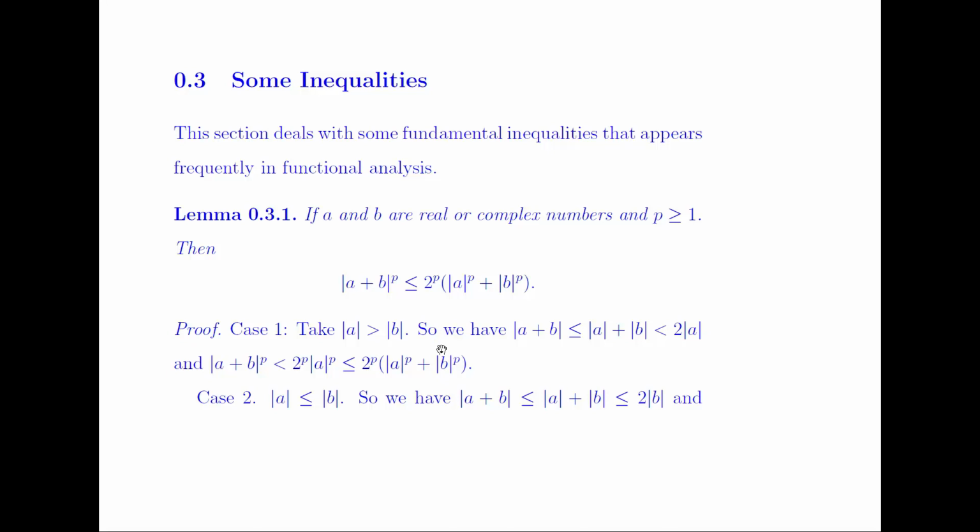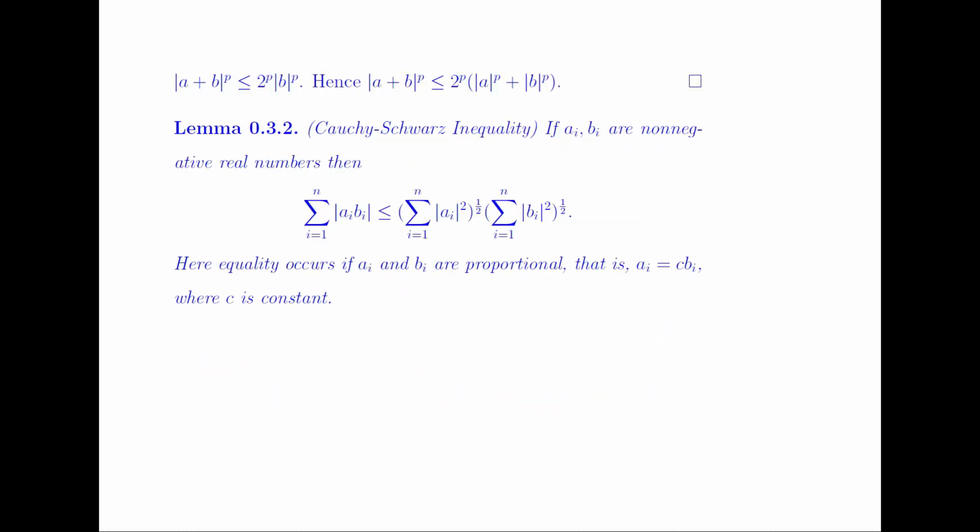We get the result. And case number 2, when modulus of a is less than or equal to modulus of b. Again, using the triangle inequality, the modulus of a plus b is less than or equal to modulus a plus modulus b. And further, the modulus of a is less than or equal to modulus of b. This is less than or equal to 2 times modulus of b. And so we have modulus of a plus b power p is less than or equal to 2 raised to power p into modulus of b power p. And hence we get the result.